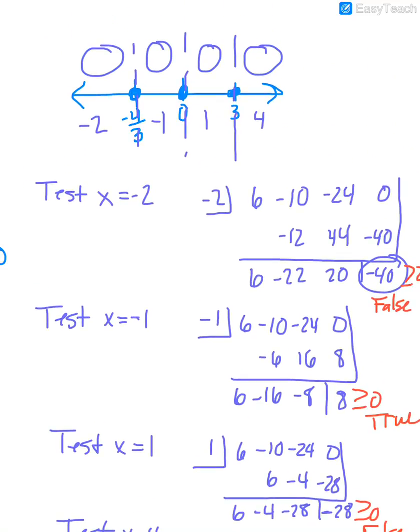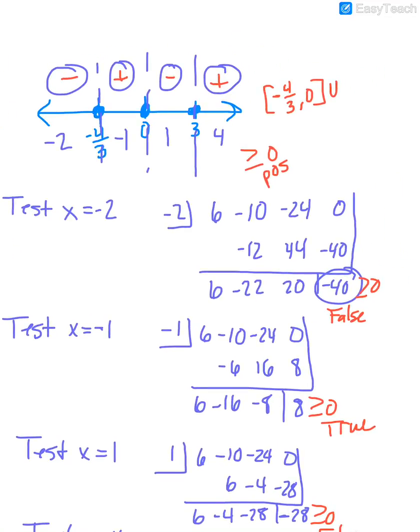So I got negative. Here I got a positive. Here I got a negative. Here I got a positive. So in this case, since it's greater than or equal to 0, I want all the positives. So my answer, and because it's greater than or equal to, I'm going to include these. So I'm going to use brackets. So for the interval in between -4/3 and 0, I'll have brackets, then union. Then the next one would be after 3, so include 3 to infinity. Sorry about that. Okay, and so then that would be my answer.